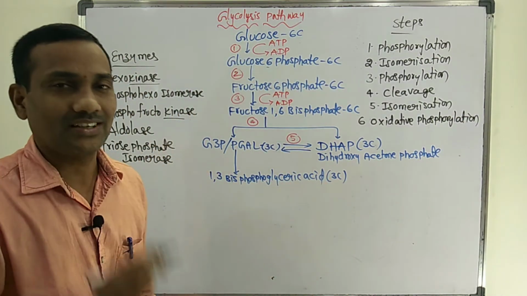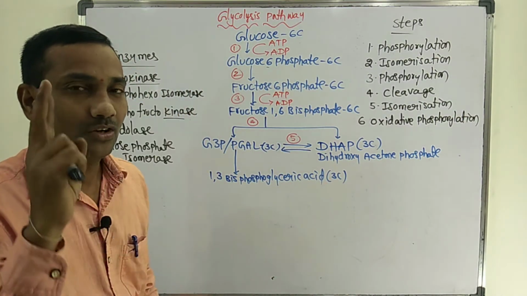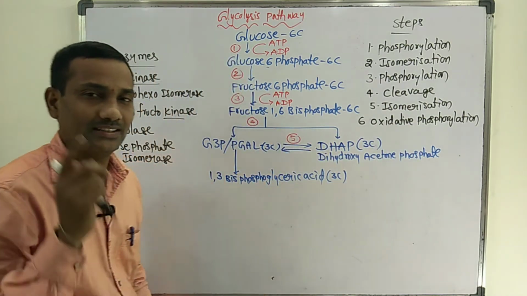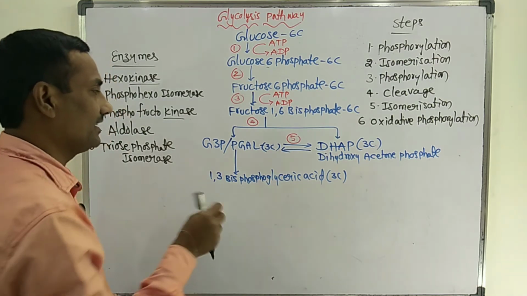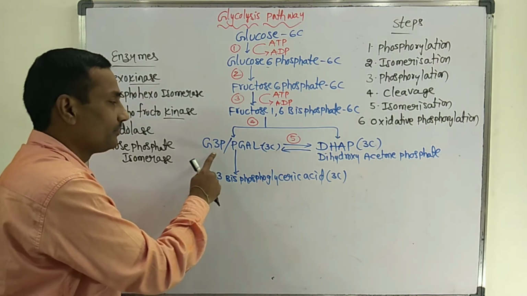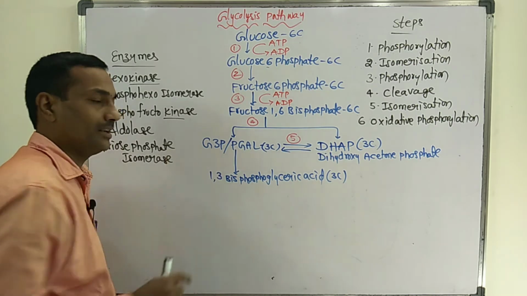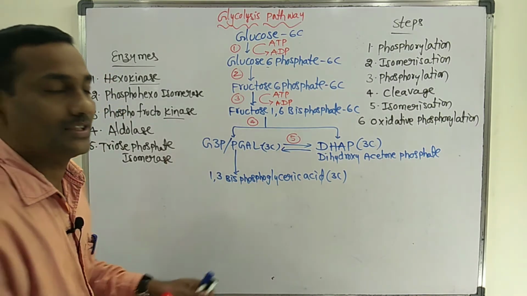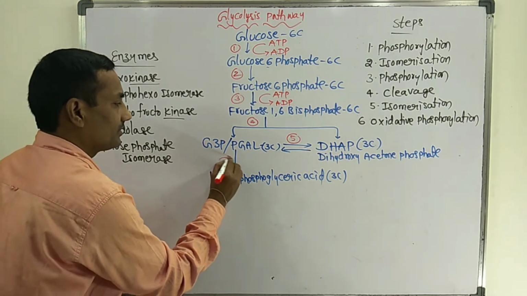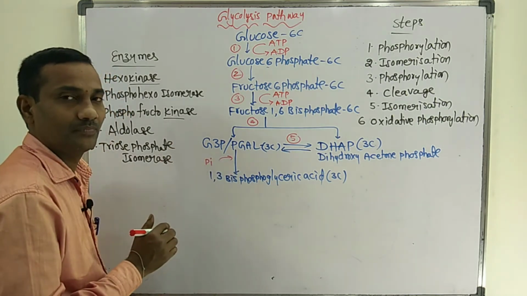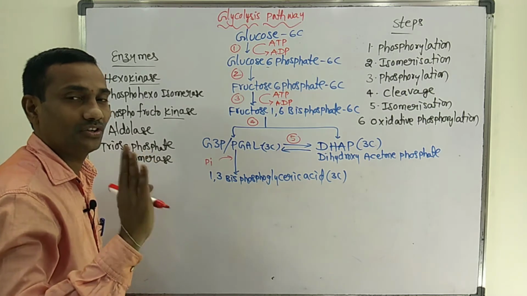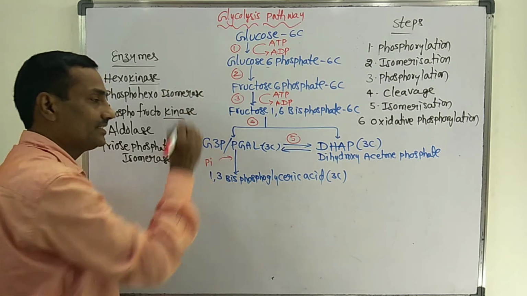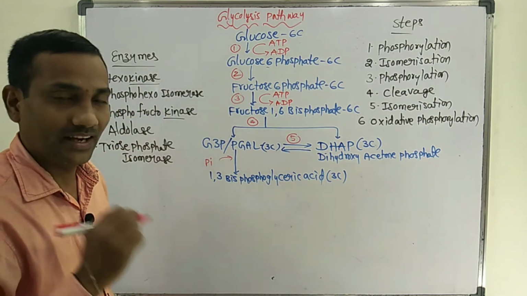Oxidation process occurs and phosphorylation, both steps here together called oxidative phosphorylation. But what major event occurs here? At the time of conversion of G3P to 1,3-bisphosphoglyceric acid, cytoplasmic inorganic phosphate is involved. So ATP is not directly utilized. Whatever inorganic phosphate is there in the cytoplasm, that is reacted in this reaction.